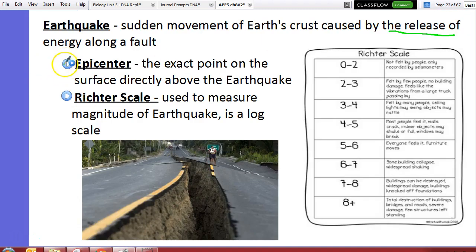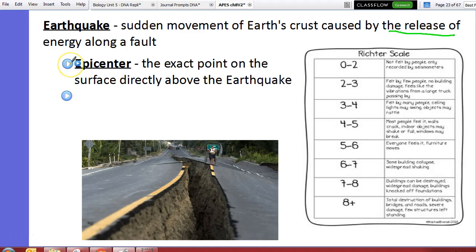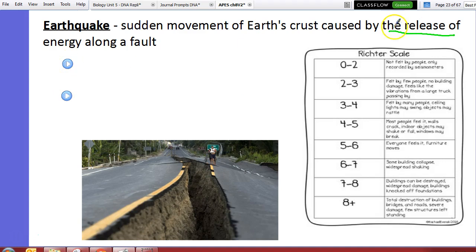So earthquake, you don't have to write down epicenter. That's the point above the surface where the earthquake happens. The Richter scale actually isn't used to measure earthquakes anymore. It's an old scale, so don't worry about that. I don't think you will ever be tested on that. And if you do, you can tell me, Ms. Frankson, you were wrong. What is an earthquake? Well, like I said, it's the release of energy, and typically it's caused by plates sliding against each other.